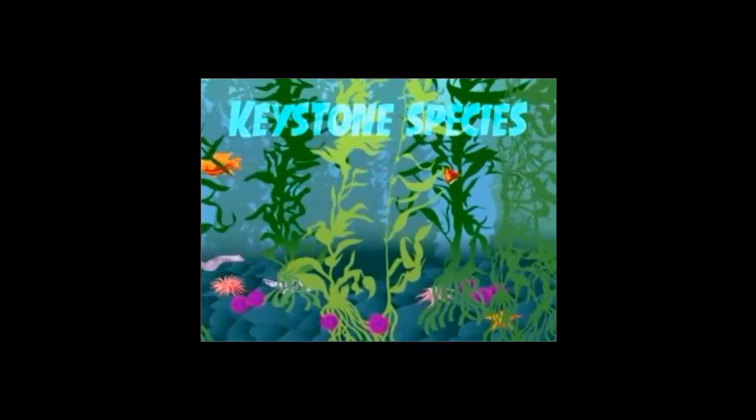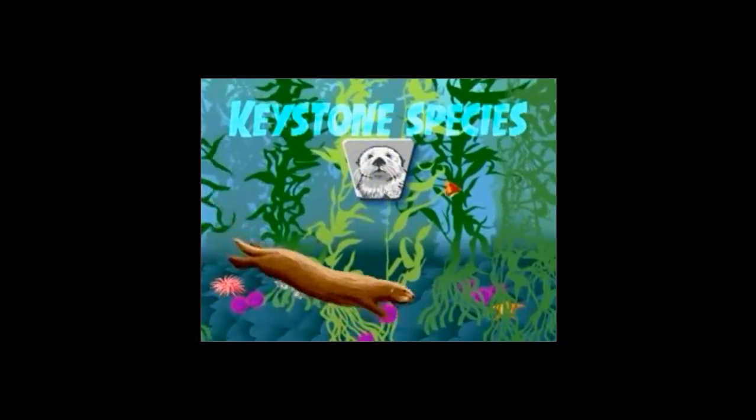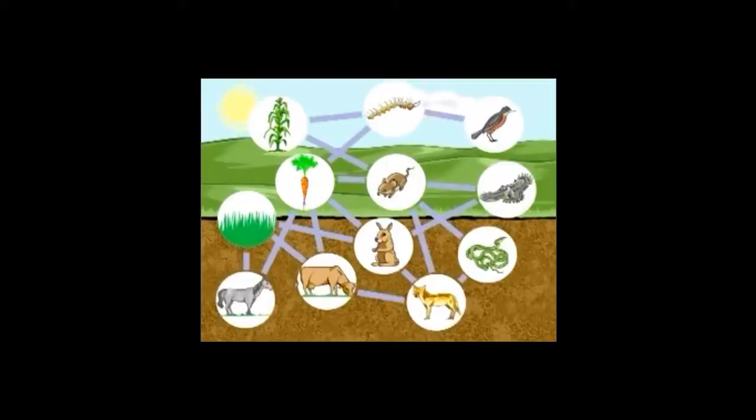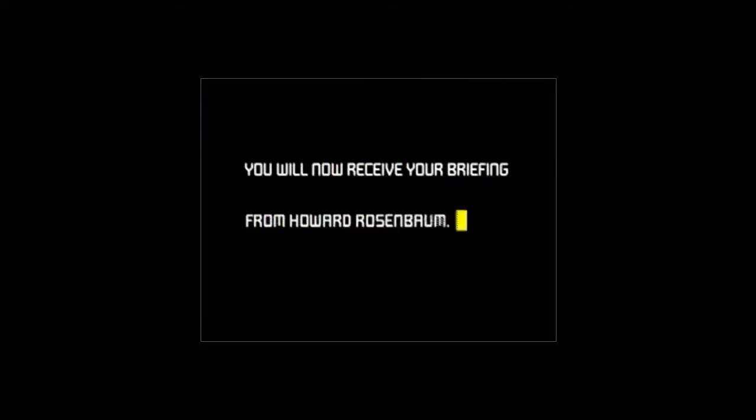Before you receive your briefing, you need to remember a few critical points. The ecosystem is an area where all living things interact with each other and with the physical environment. The sea otter is a keystone species in the kelp forest environment because it controls the sea urchin populations. All living things are interconnected in a food web. You will now receive your briefing from Howard Rosenbaum.